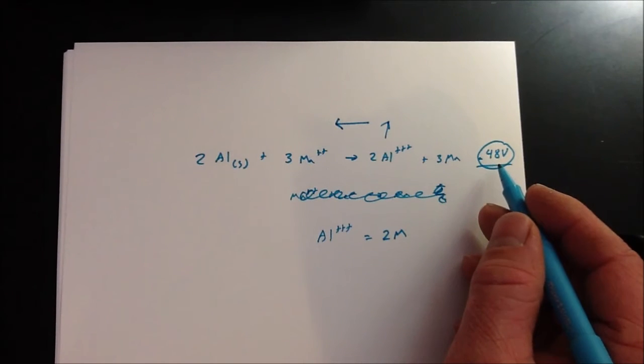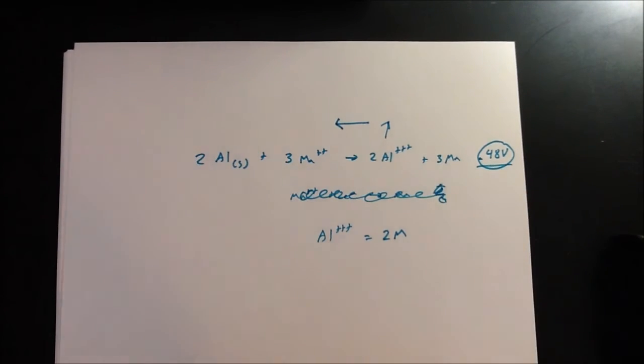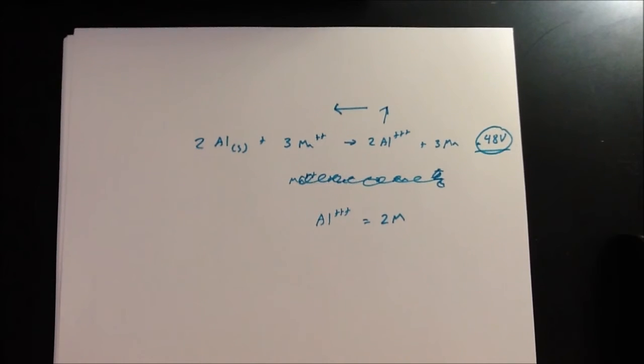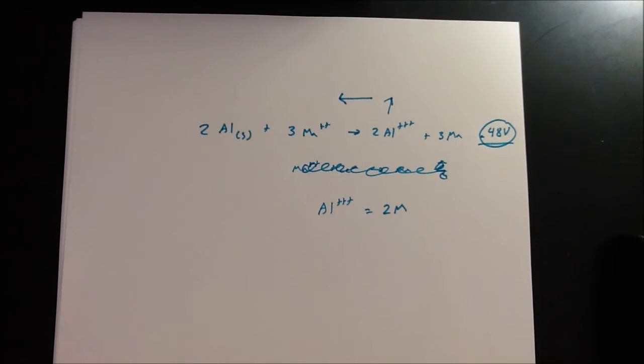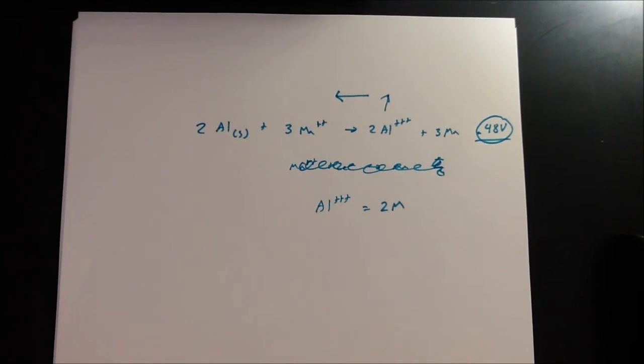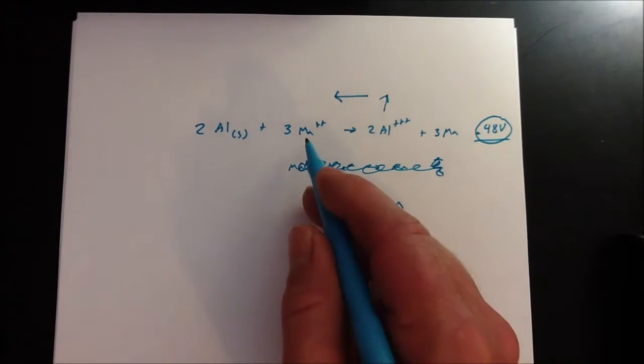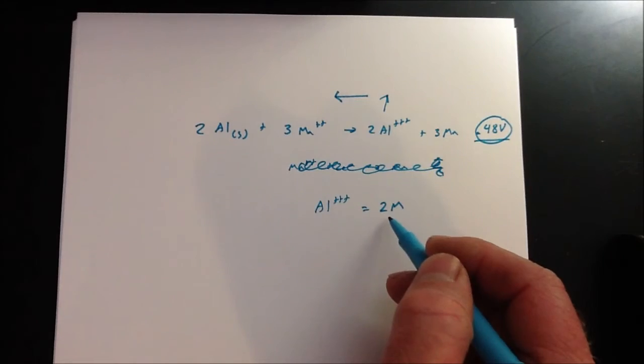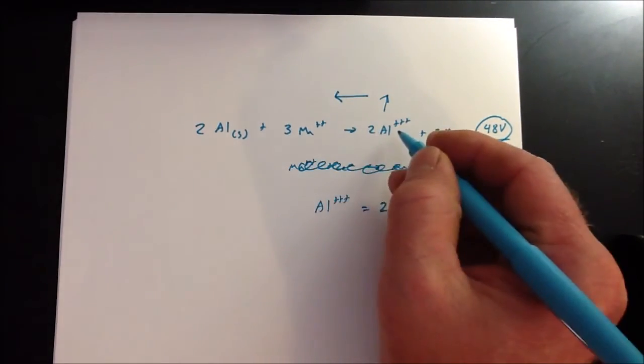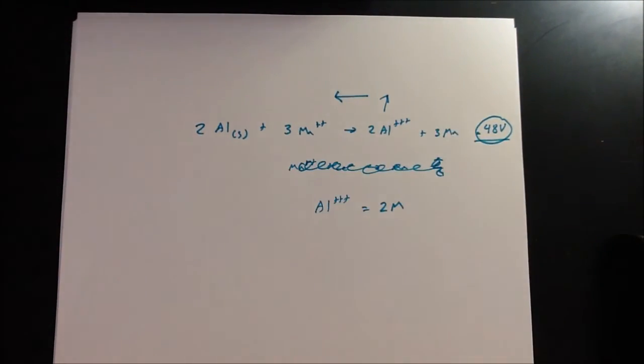That voltage is going to be lower. It's going to be less than 0.48 volts. And I'll do that math-wise here in just a moment. I'll show you that calculation. On the other hand, if we leave the aluminum at 1 molar and we change the manganese to, for instance, 2 molar, then that's going to drive to the right. So that's going to increase that voltage.